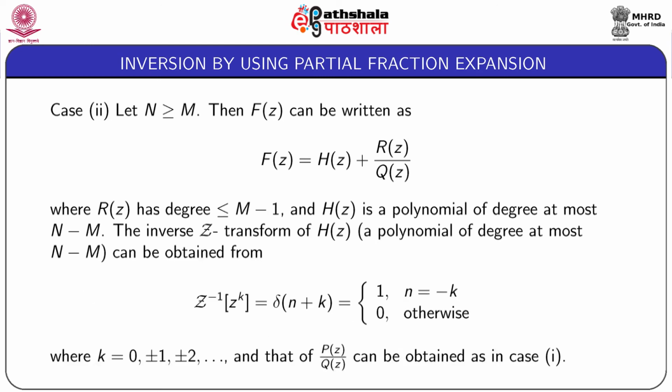Next is case 2, where capital N is greater than or equal to capital M. In this case, F(z) can be written as F(z) equal to H(z) plus R(z) by Q(z), where R(z) has degree less than or equal to M minus 1 and H(z) is a polynomial of degree at most n minus m. The inverse Z transform of H(z), which is a polynomial of degree at most n minus m, can be obtained from the inverse of small z to the power k, which is delta of n plus k, that is equal to 1 for n equal to minus k and 0 otherwise, where k is 0, plus minus 1, plus minus 2, etc. And that of R(z) by Q(z) can be obtained as in case 1.